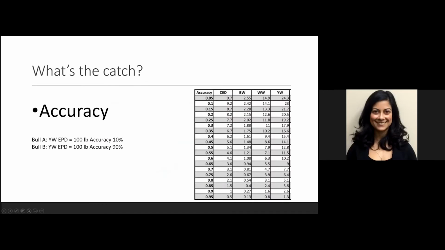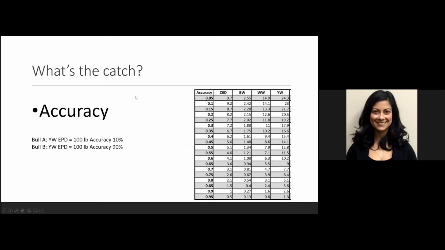So there's a catch here, and that's what I want to talk about with you today. The catch is accuracy. And this is a conversation that I have frequently during bull sale season. So I thought it would be good to talk about it with you at this time.